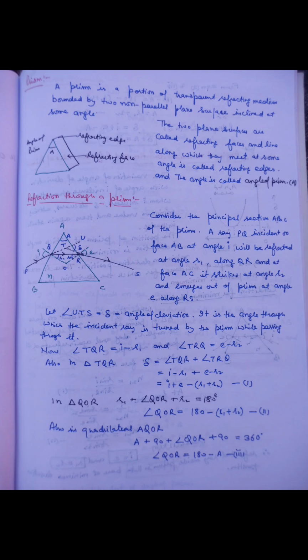Prism is a portion of transparent refracting medium bounded by two non-parallel plane surfaces inclined at some angle. By studying refraction through prism, we find that the angle of deviation plus angle of prism is equal to angle of incidence plus angle of emergence. There is only one angle of incidence for which the deviation produced by the prism is minimum.